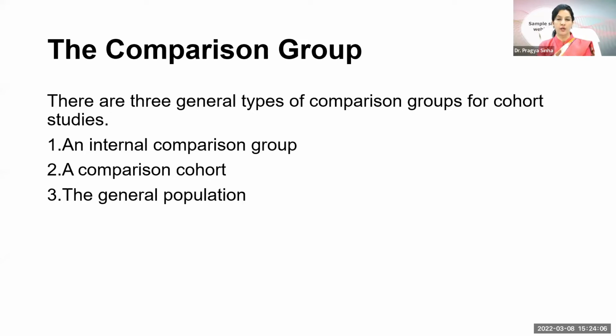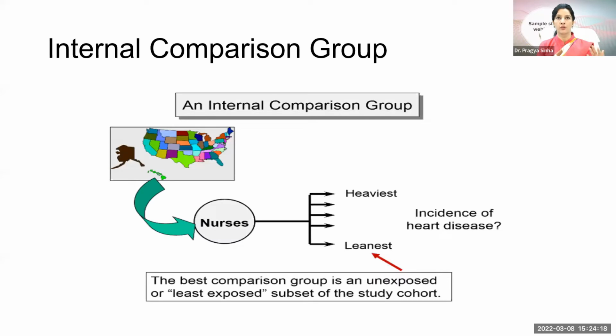The second is the comparison cohort, where in case of an occupational exposure, you select persons who are free from that occupation. And the third type is the general population. So this internal comparison is like we have talked about in the Nurses' Health Study. The best comparison group in any cohort would be exactly the same cohort, but not exposed. But exactly the same cohort, not exposed, is practically not possible. So in that case, you take the least exposed as a reference. In this case, you have seen that less than 21 BMI, the investigator took as a reference, and then he calculated the relative risk of all other categories of BMI. He calculated the incidence rate of MI, and he calculated the relative risk. So this is the internal comparison group.